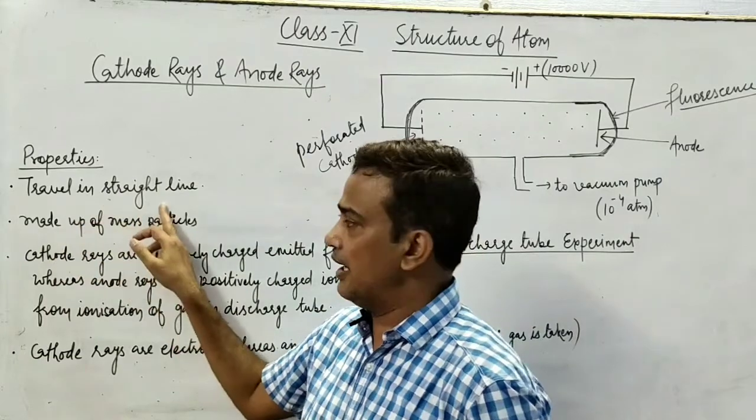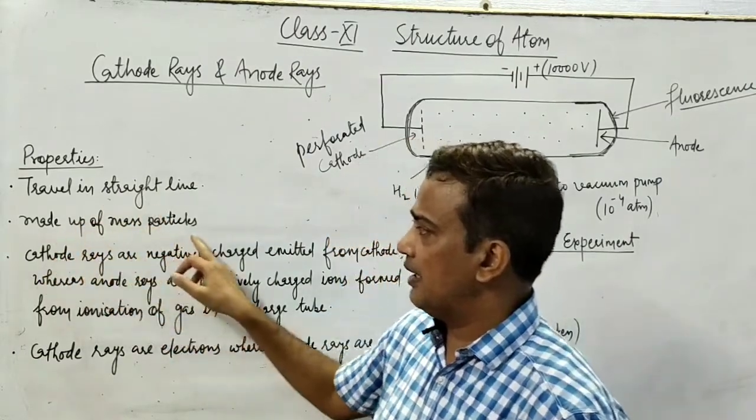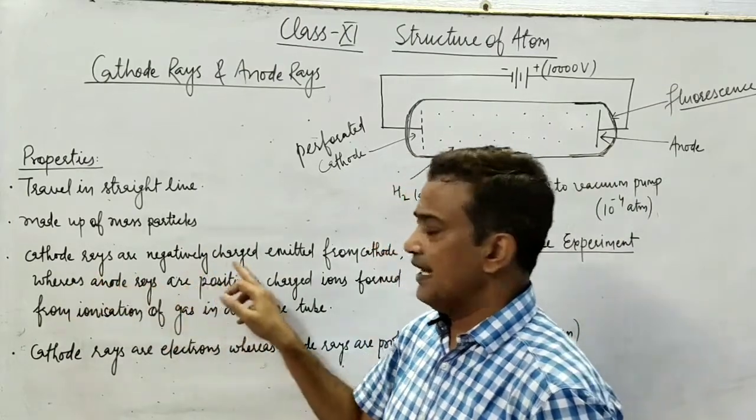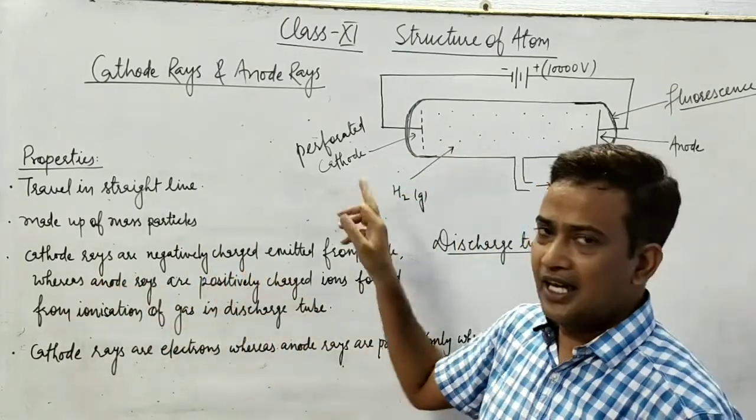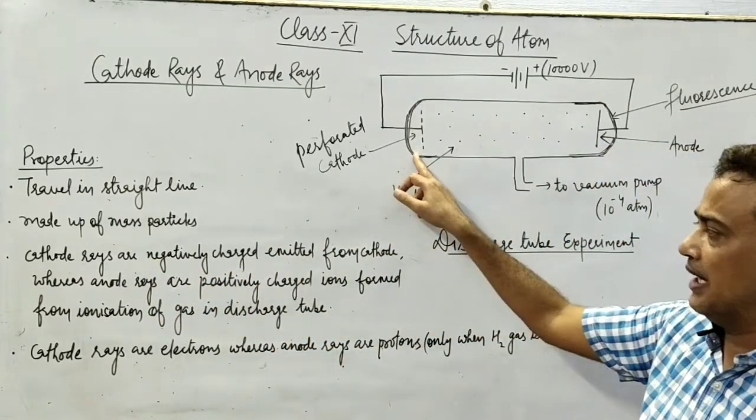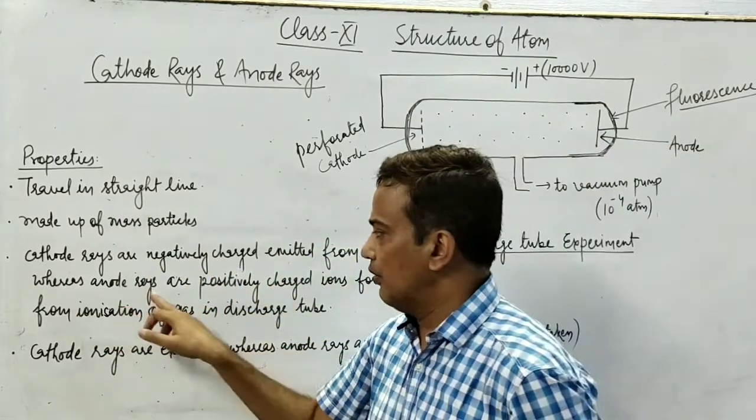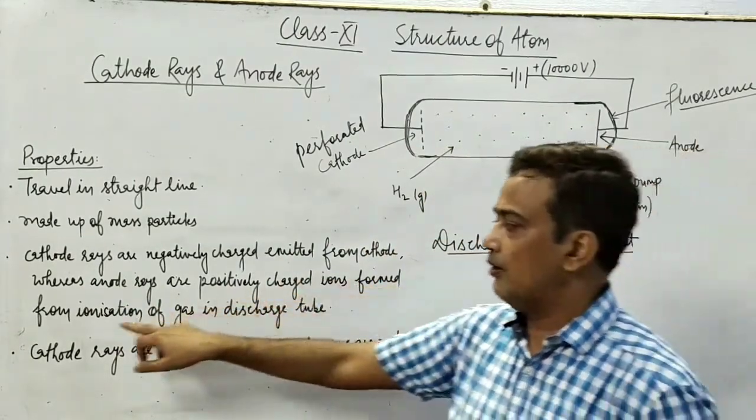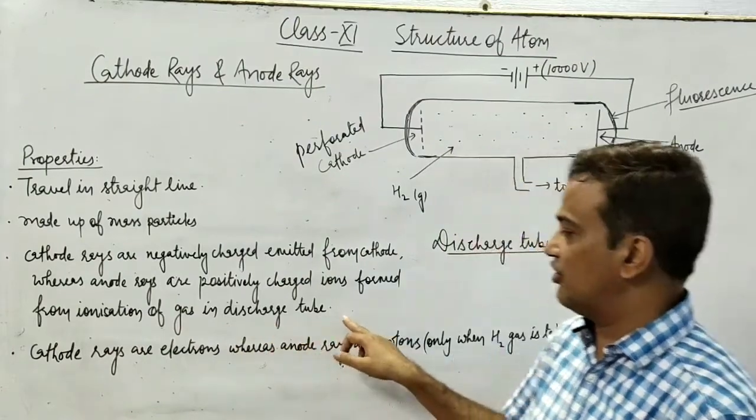They travel in a straight line. They are made up of mass particles. Cathode rays are negatively charged. Actually they are electrons. Cathode rays are nothing but the electrons emitted from the cathode, whereas anode rays are positively charged ions formed from ionization of the gas in the discharge tube.